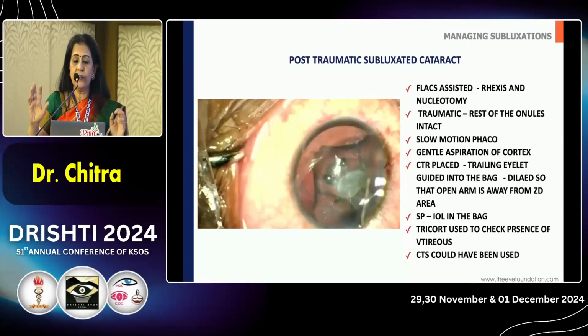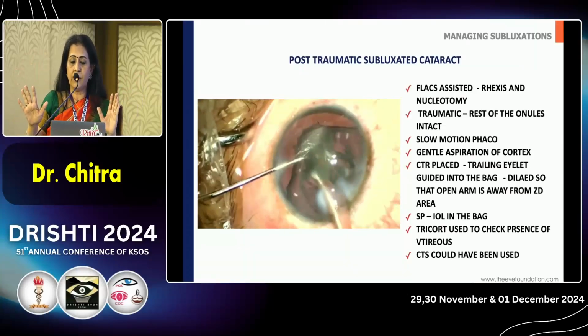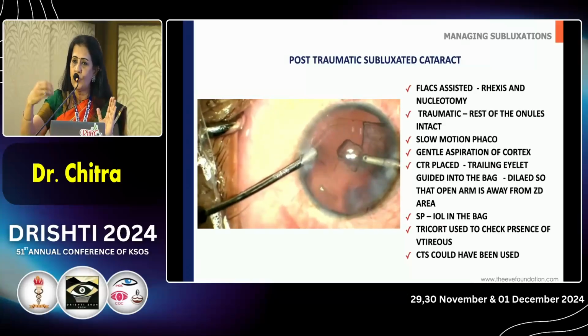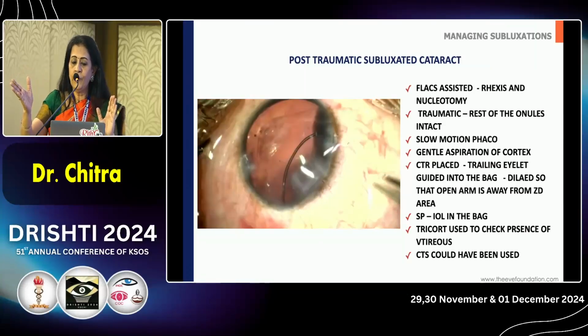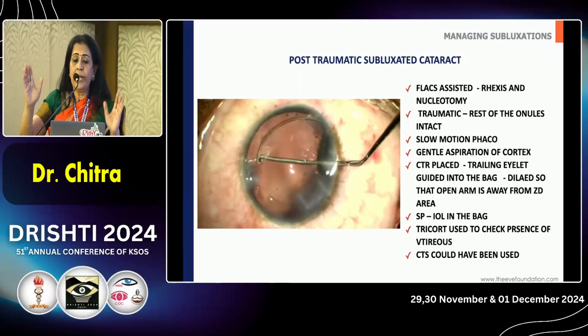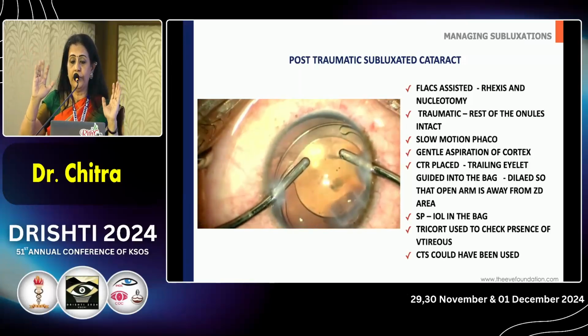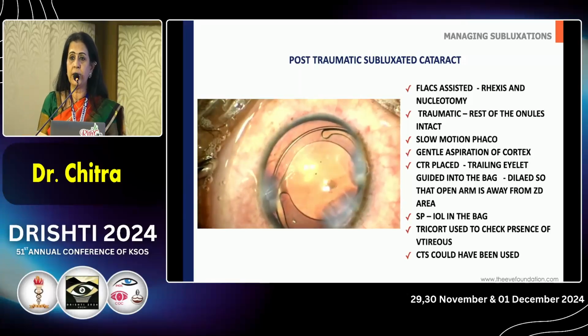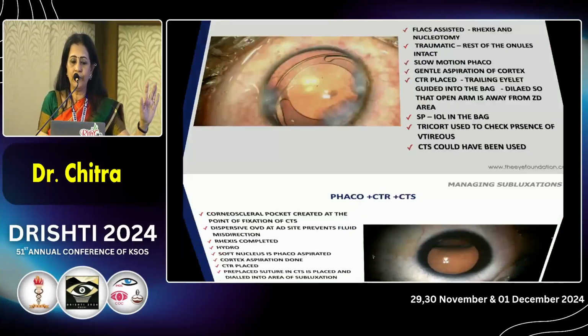Now, this is a case of a traumatic cataract with a large area of subluxation. It's a soft cataract, so just with IA, I have removed it all. And now I take a call to place a CTR. And believe me, this patient has been coming for 10 years and he's fine. But in today's knowledge, I would have definitely placed a CTS and not just left him with a CTR.